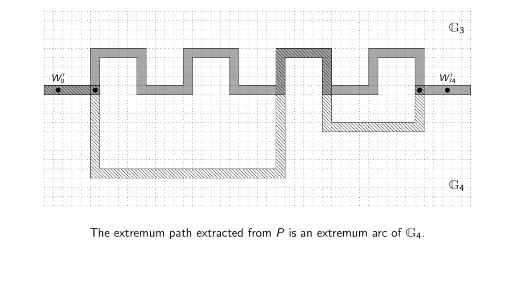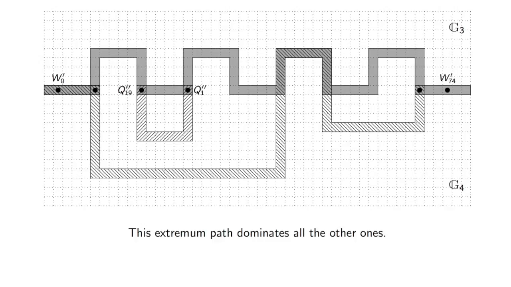Now we deal with the interior of the dual segment E0. This graph is the graph G6 and it is also the interior of the dual segment D4. Remark that the extremum path extracted from P is an extremum arc of G4. In this case, this arc is positive and the graph G6 is the right side of this arc. Thus the positions of this arc are the only positions which belong to both the interior of this arc and to the graph G6.